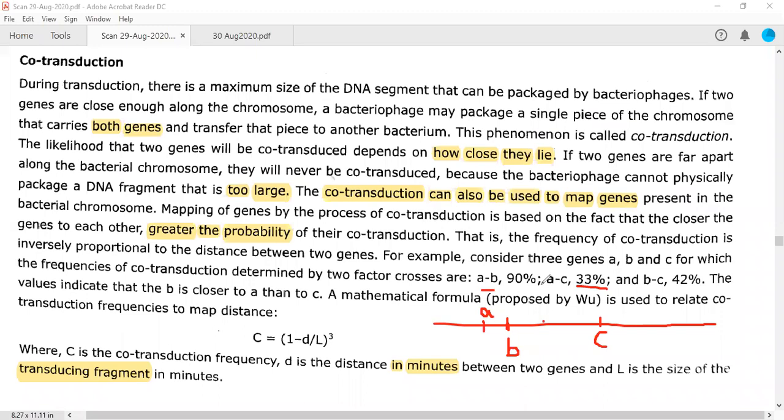So in the last example, as we have seen, this is not the appropriate example because this is showing specialized transduction, right? But whenever there is a generalized transduction, then I showed you this particular diagram, right?